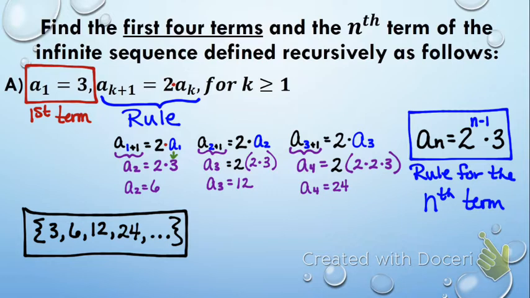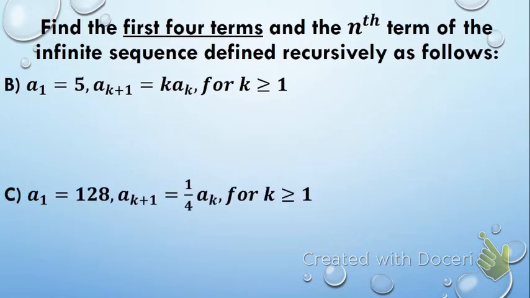We're going to do 2 more with the recursive definition where we have to write the rule. I'm going to put those up on the board. So for B, what is our first term? First term is 5. And what is our rule telling us to do? Multiply k with what? With the actual term. We already have the first term in the sequence.